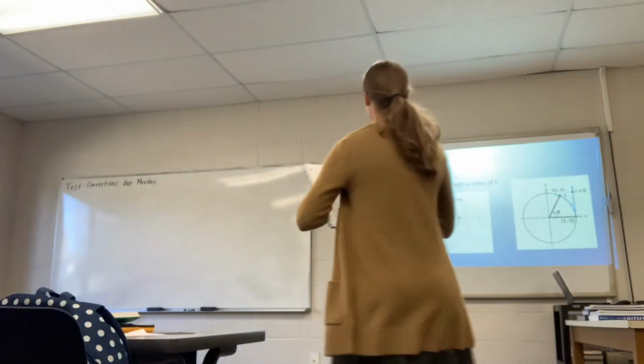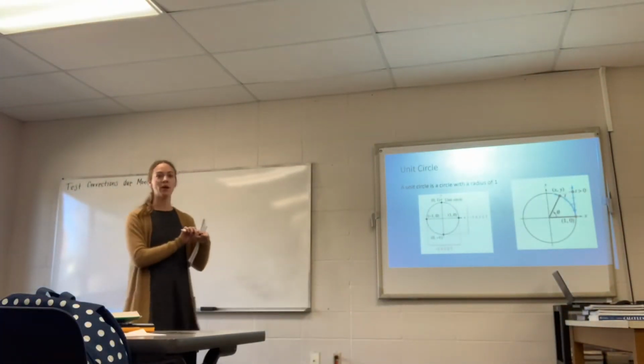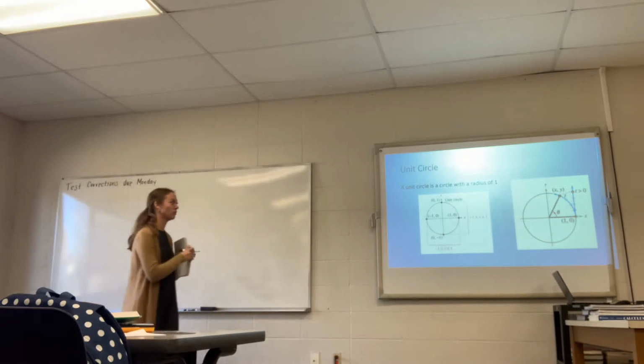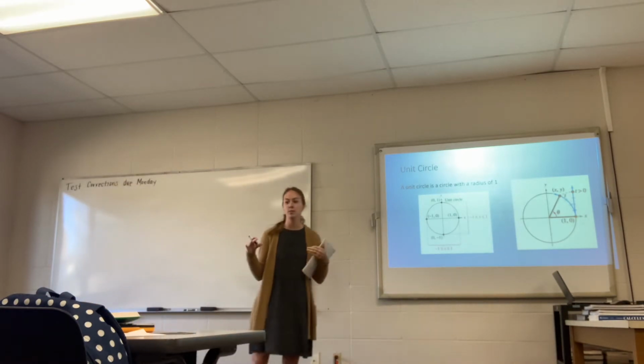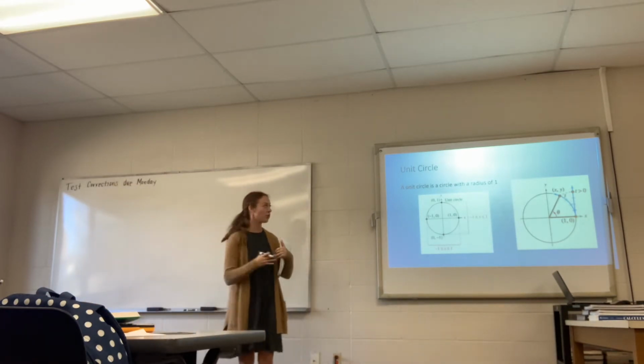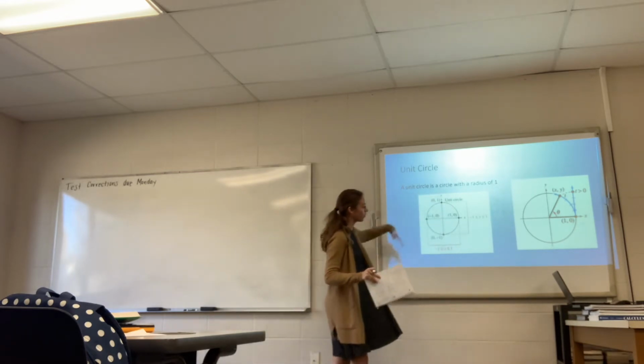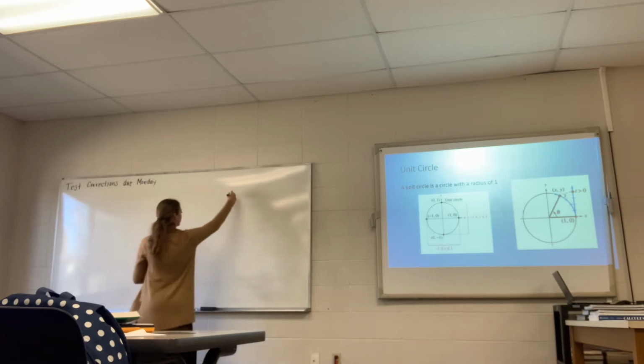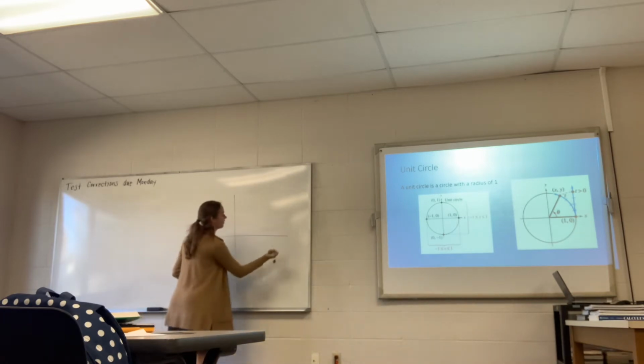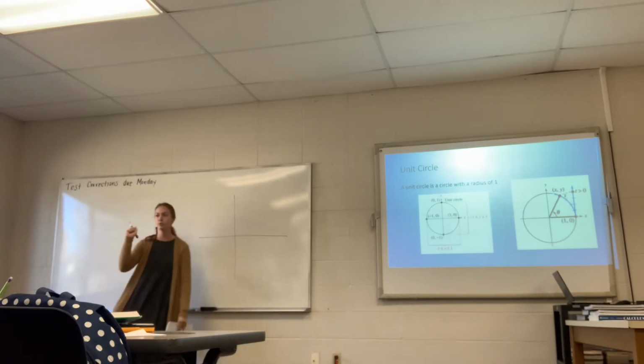Okay, you guys, so what we're talking about today is the unit circle. A unit circle is a super specific circle that has a radius of 1. So here's some points on the circle. Here I have this circle, it's centered at the origin.